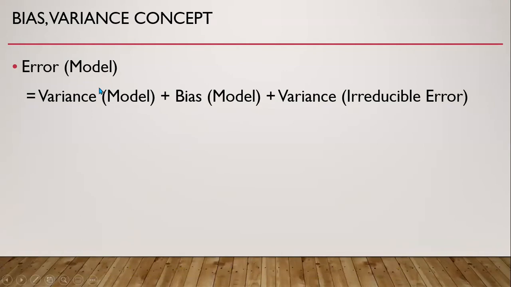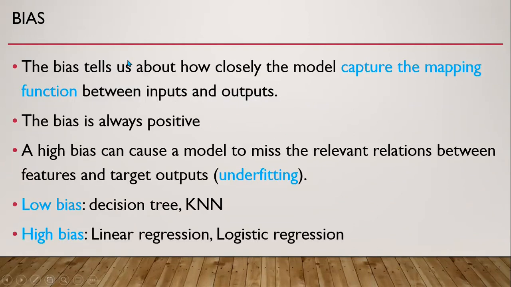The error of the model can be divided into variance and bias as well as irreducible error. So the error of the model is equal to the variance of the model plus the bias of the model plus the irreducible error. The bias tells us how closely the model captured the mapping function between input and output. The bias is always positive. A high bias can cause a model to miss the relevant relations between features and target outputs, that is, underfitting.